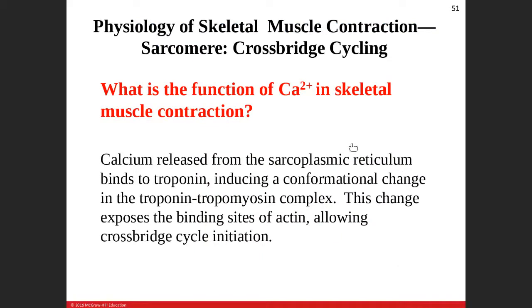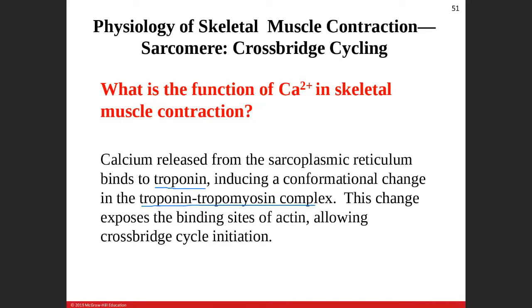So what is the function of calcium in skeletal muscle contraction? I like to think that everybody's pretty good with that. We need our calcium to remove the regulatory proteins, the troponin tropomyosin complex, off of the myosin binding sites.